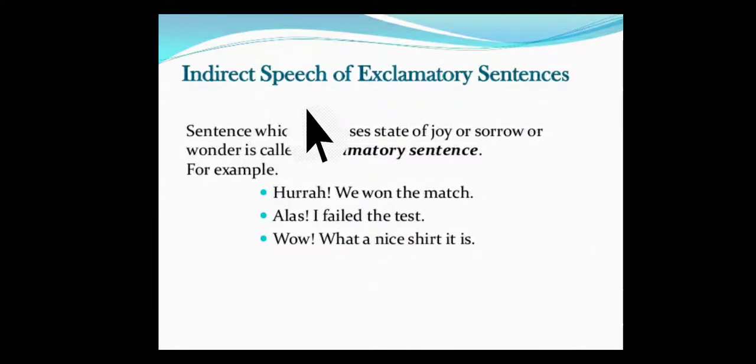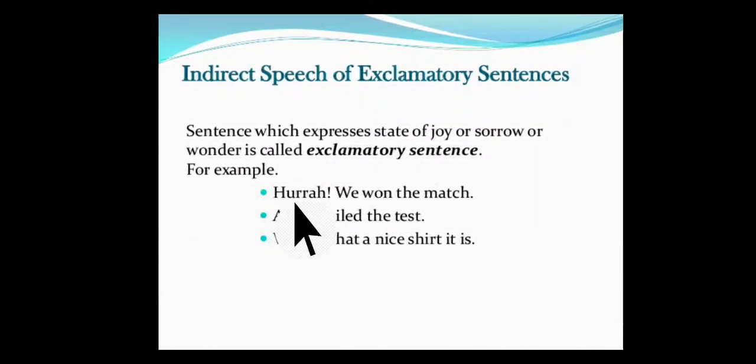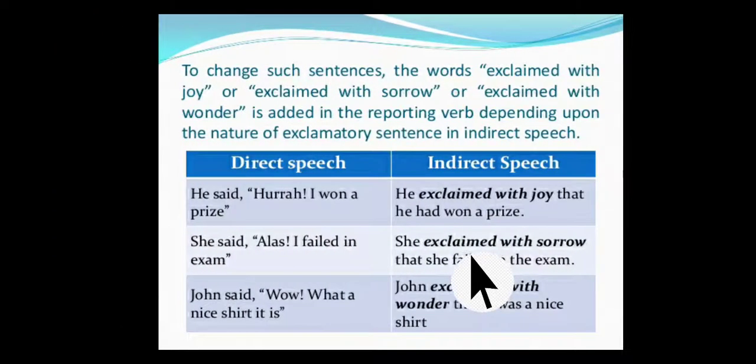Now, indirect speech of exclamatory sentences. Sentences which express joy or sorrow or wonder are called exclamatory sentences, which we studied in detail in parts of speech. For example: "Hurrah! We won the match." "Alas! I failed the test." "Wow! What a nice shirt it is." They are called exclamatory sentences.